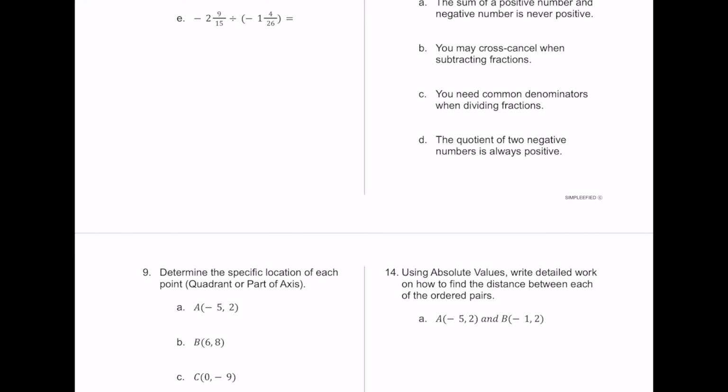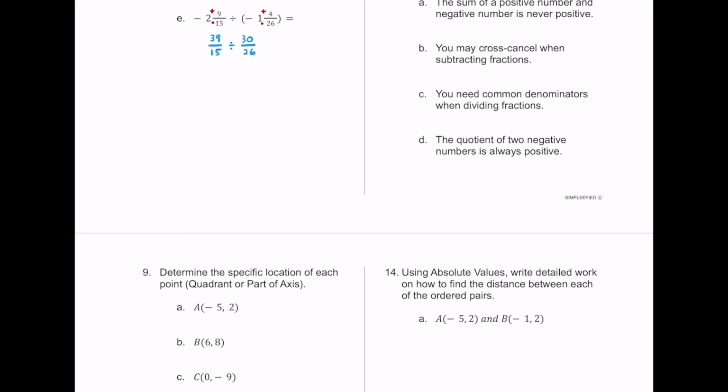Let's turn each of these into an improper fraction first. So 2 times 15 here is going to be 30. 30 plus 9 is going to be 39. So this equivalent is going to be 39 over 15. Again, I'm leaving off the negatives right now, and I will deal with those later. And then over here for the second fraction, 1 times 26 is 26. 26 plus 4 is going to be 30. So this is going to be 30 over 26.